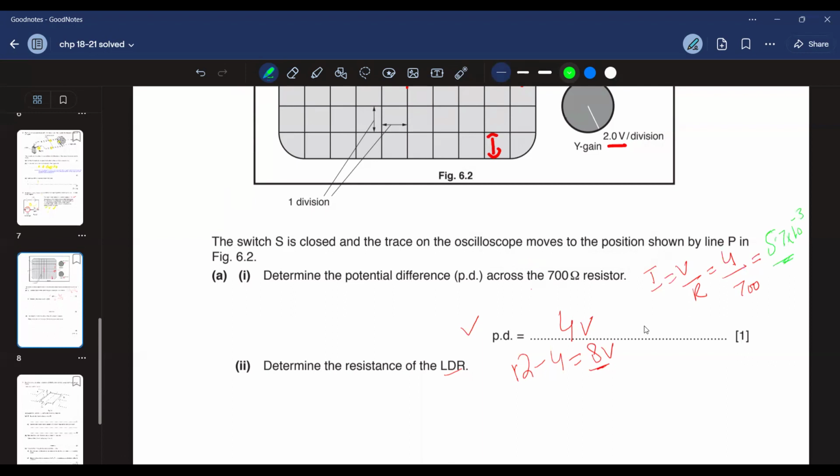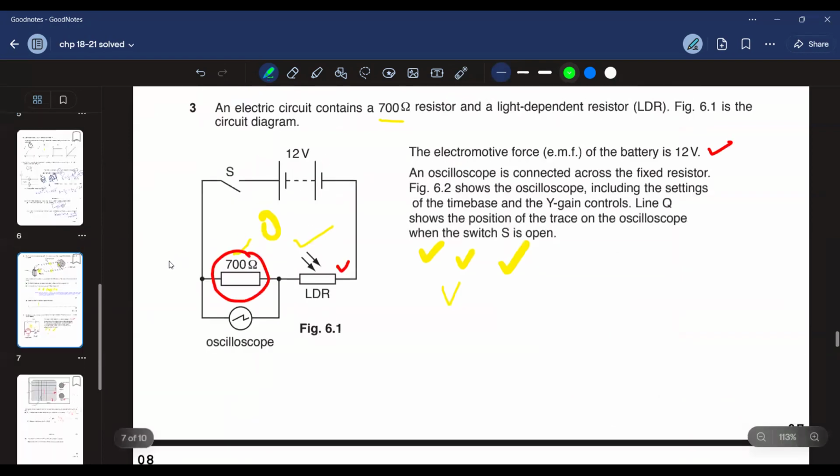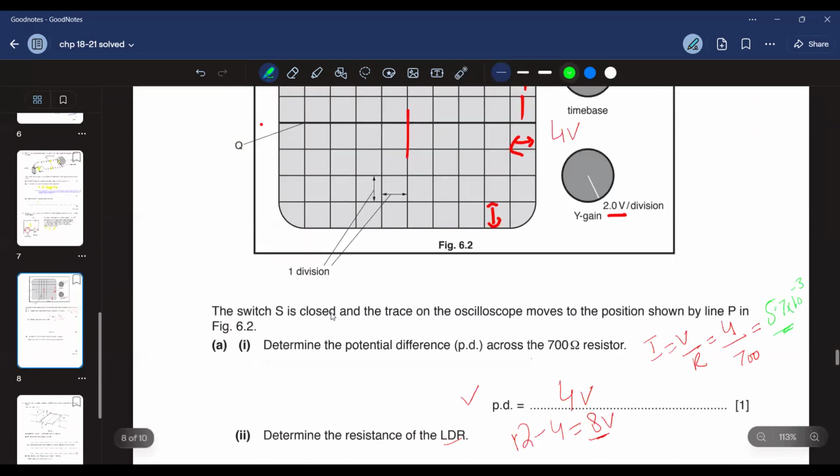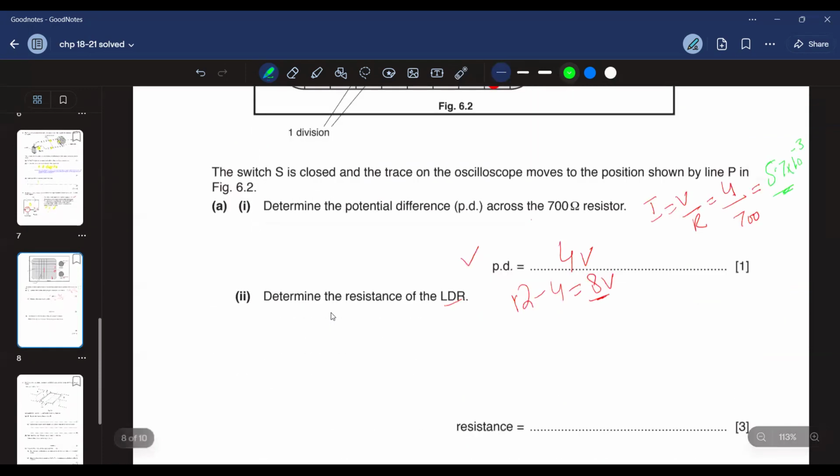Okay. Now we have the value of current, and if we go back to the circuit diagram, we could see that they are connected in series, and we know that when something is connected in series, they have the same value of current. So in order to find out the resistance, we'll use the formula R is equals to V over I. What is the value of voltage across LDR? 8 volts, and the value of current came out to be 5.7 into 10 to the power minus 3. So R would be equals to 1400. Clear?